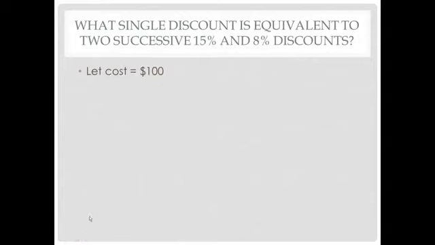Okay. All right, let's look at this one. It says, what single discount is equivalent to 2 successive 15% and 8% discounts? Sometimes when you go in stores, they'll give you a 25% discount, and then they'll tell you that you'll get an additional 7 or 8% discount. So if you get a 20% discount and they tell you that you get an additional 8% discount, you really don't get a total of 28% discount.